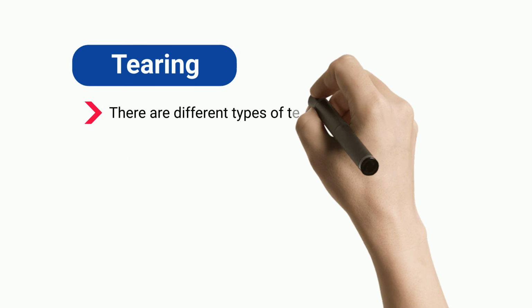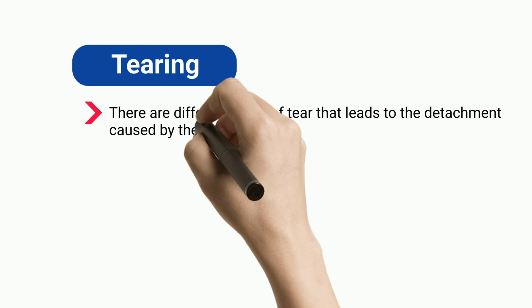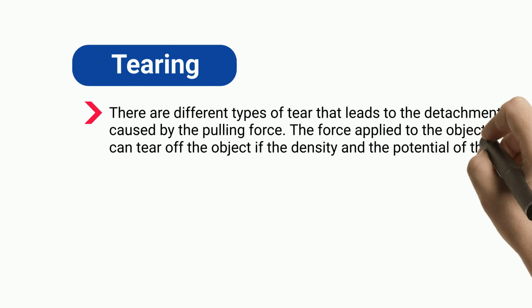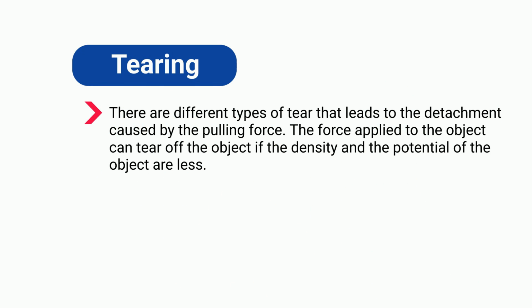Tearing. There are different types of tear that lead to detachment caused by the pulling force. The force applied to the object can tear off the object if the density and the potential of the object are less.